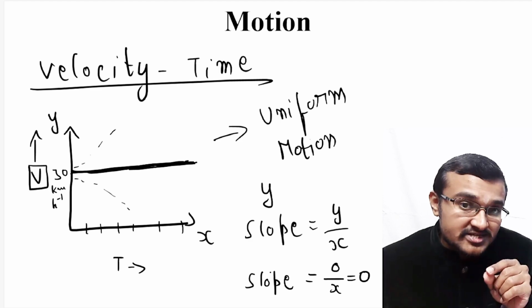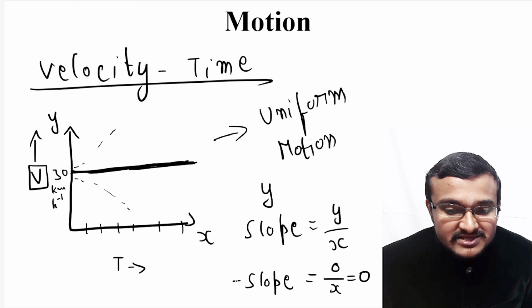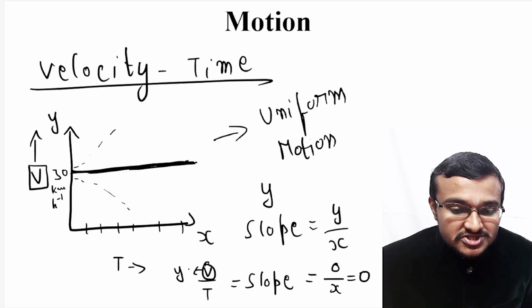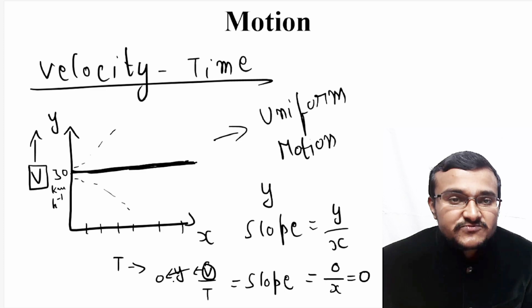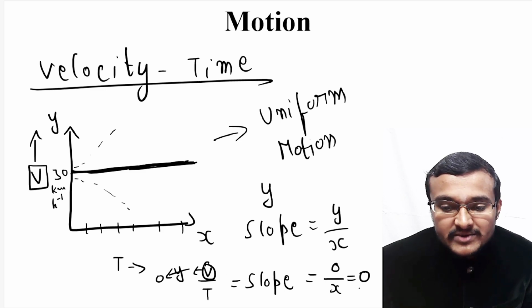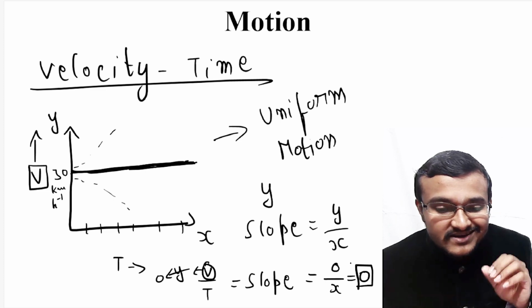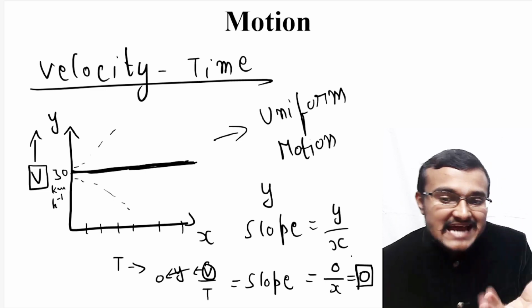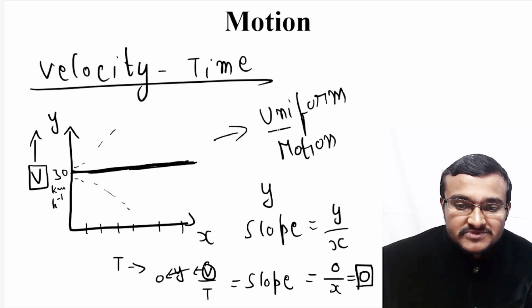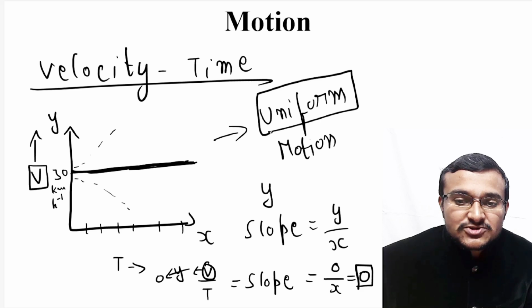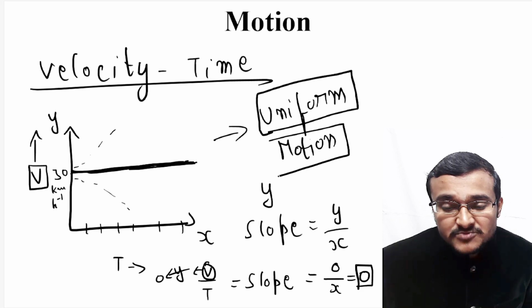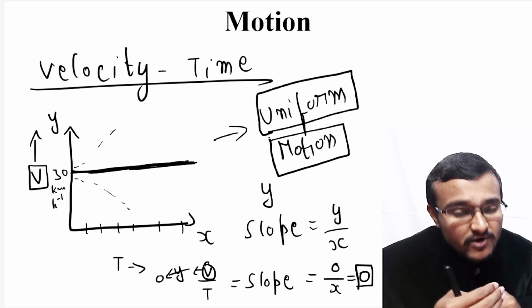So here y is velocity and x is time. That means here indirectly you are taking velocity and time. Since velocity is constant, y becomes 0. Since y has become 0, 0 divided by x is giving you 0. So that means here acceleration is 0. When acceleration is 0, this particular object has uniform motion. That means this particular object is moving with a uniform velocity.